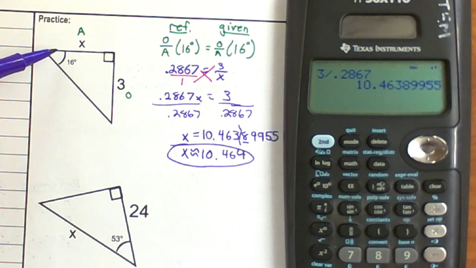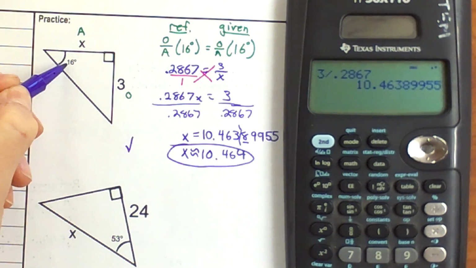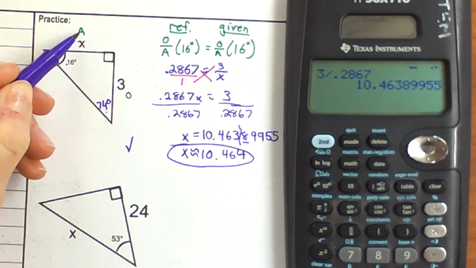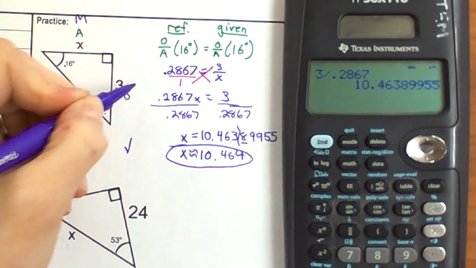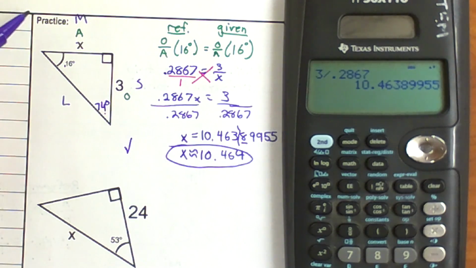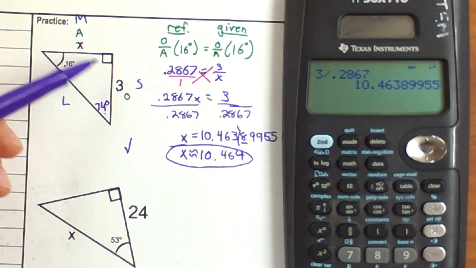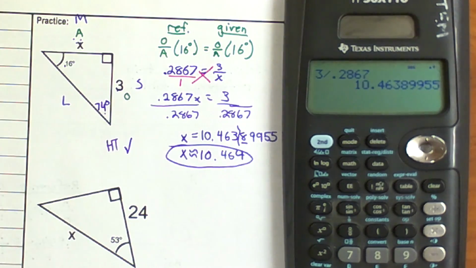And think back to the hinge theorem. So does this check out? 16 degrees, that means this is 74 degrees. So long side, or I guess medium, so long, medium, short. So the short side is 3, and 10, does it make sense that 10 is bigger than 3? Yes. So the hinge theorem checks out.